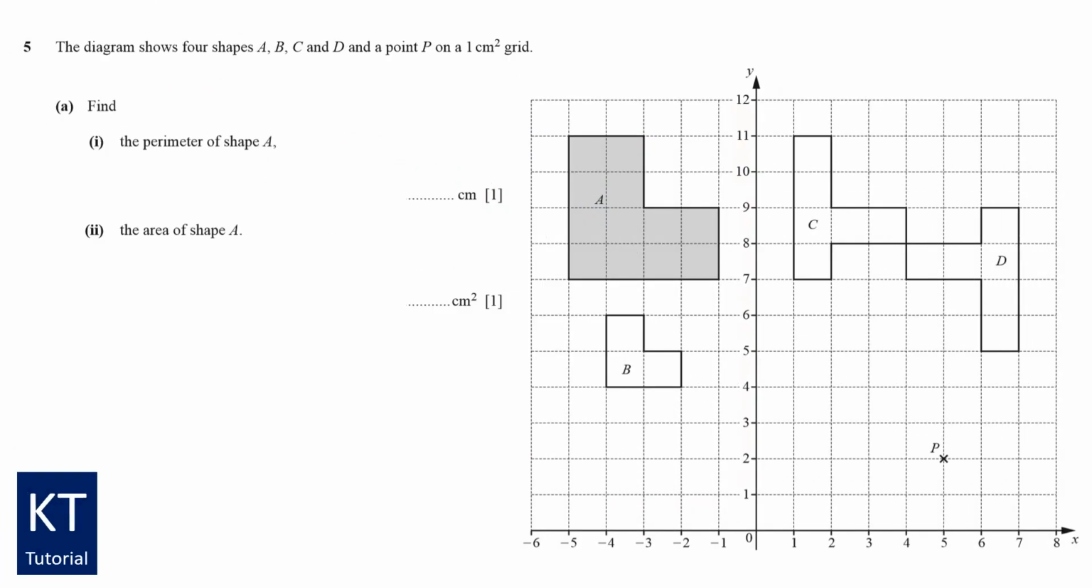Question 5. The diagram shows four shapes A, B, C, and D and a point P on a 1 cm square grid. Find the perimeter of shape A. This is 16 cm. Next, find the area of shape A. The area is 12 cm squared.